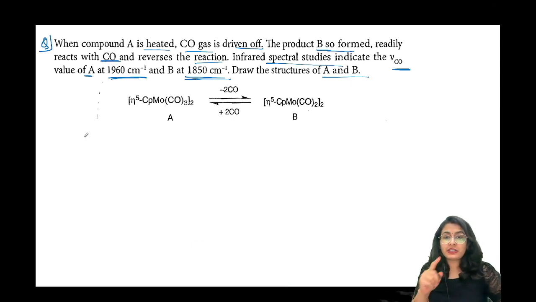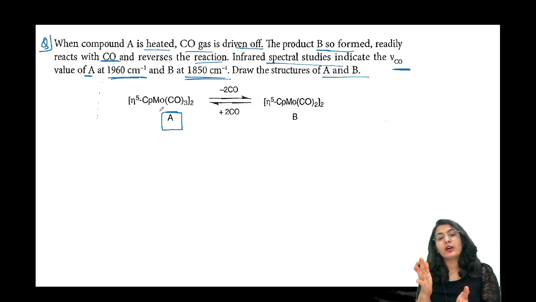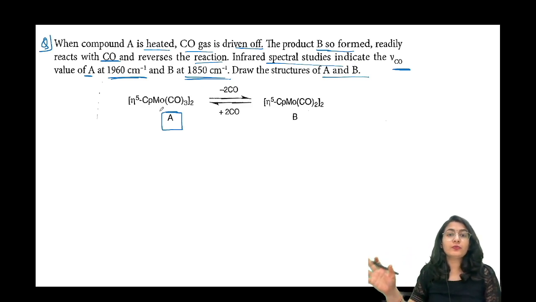And let me tell you that this question has also appeared in your CSIR NET examination. The same reaction was given. This molecule, in the presence of heat, is going to drive off two molecules of carbon monoxide, and as a result it undergoes a change in bond order. What is the change in bond order? The change in bond order we calculate from here.